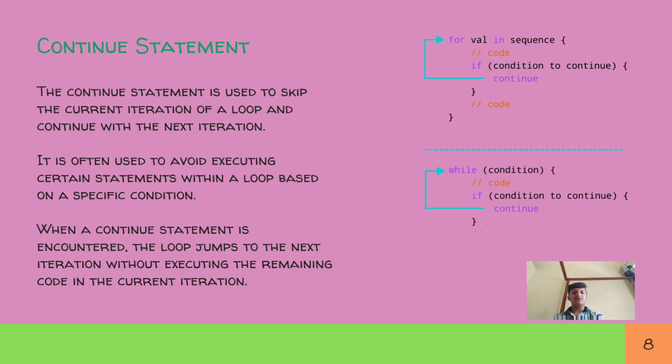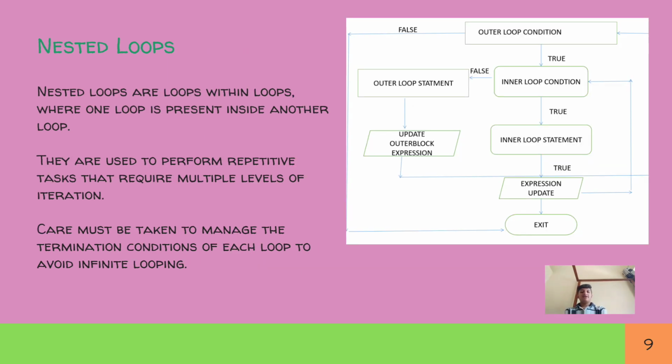current iteration. Nested loops. The nested loops are the loops where one loop is present inside another loop. They are used to perform repetitive tasks that require multiple levels of iteration. Care must be taken to manage the termination conditions of each loop to avoid infinite looping.